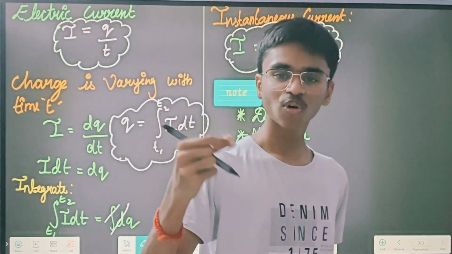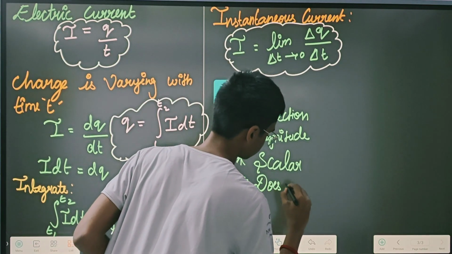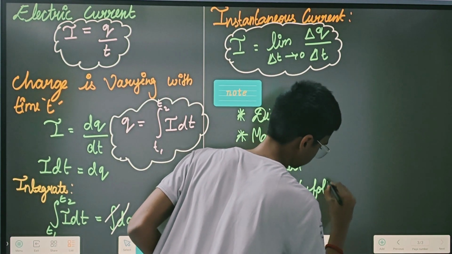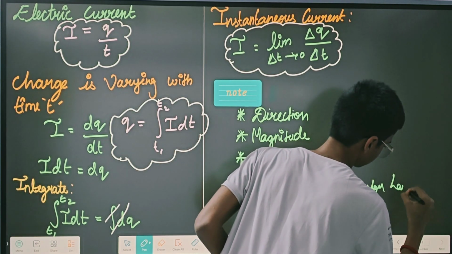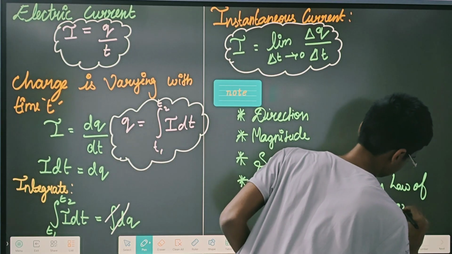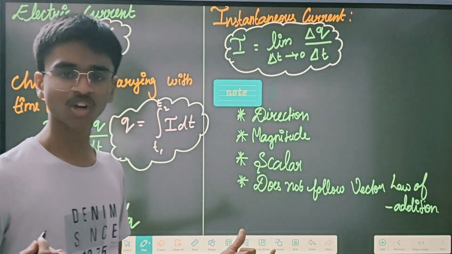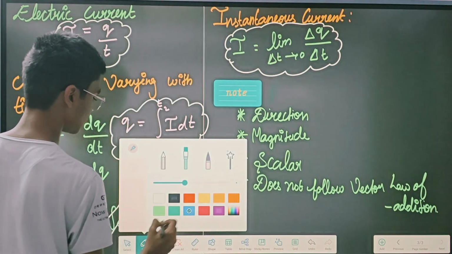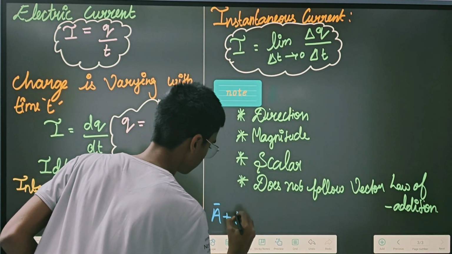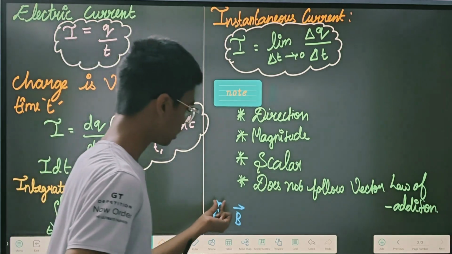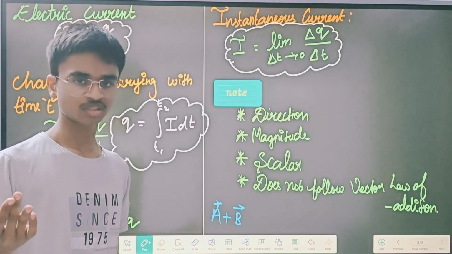Because current doesn't follow the vector law of addition. What is the vector law of addition? When you're adding a vector A plus B vector, these two are vector quantities, where these arrow marks are used to represent the direction, and A and B are used to represent the magnitude of the vector quantity.